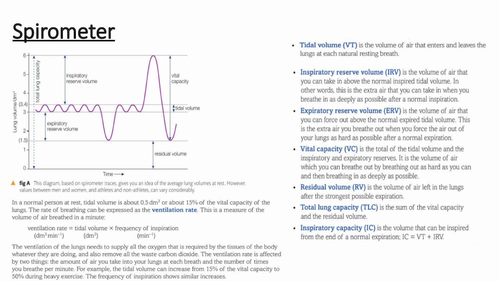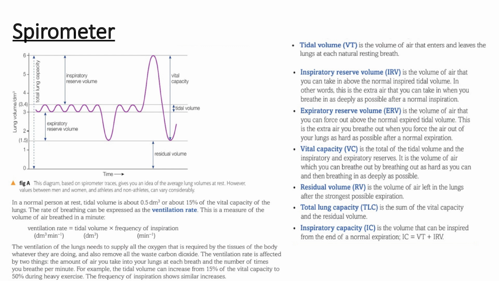Next, inspiratory reserve volume. Inspiratory reserve volume is the volume of air that you can take in above the normal inspired tidal volume. So that is basically more than our natural resting breath. In other words, this is the extra air that you can take in when you breathe in as deeply as possible after a normal inspiration. Anytime we take a deep breath, we are taking in an extra volume of air, and this is known as the inspiratory reserve volume.